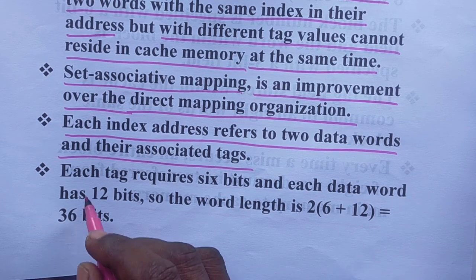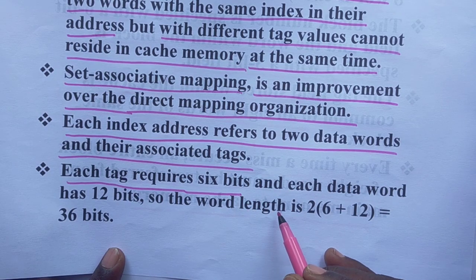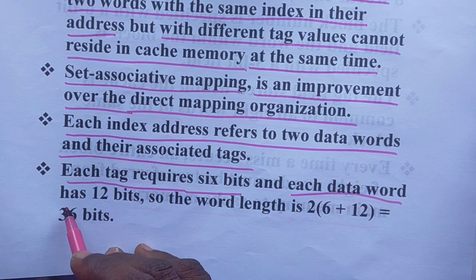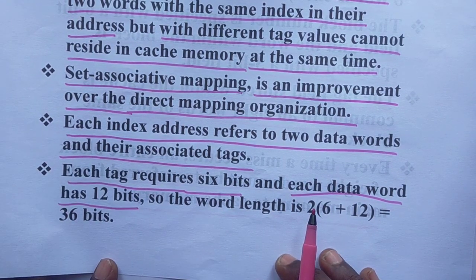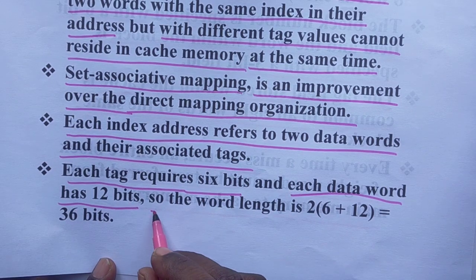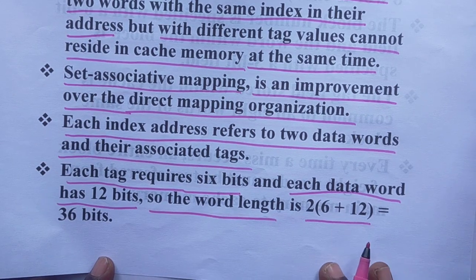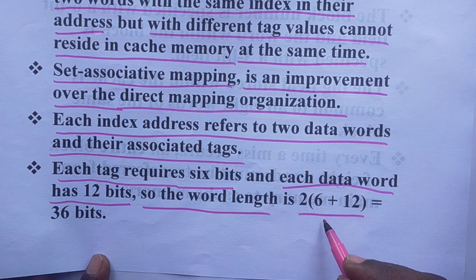For example, we know that each tag requires 6 bits, and each data word has 12 bits. Because 12 bits are contained in a cache and the tag is 6 bits, the word length is defined as 6 plus 12 bits: 6 for the tag, 12 bits for the data word in the cache. 6 plus 12, total is 18. That is the total word length.